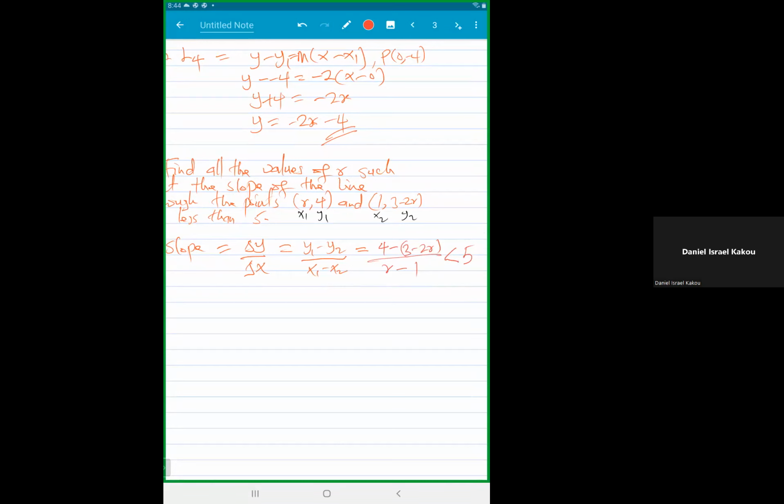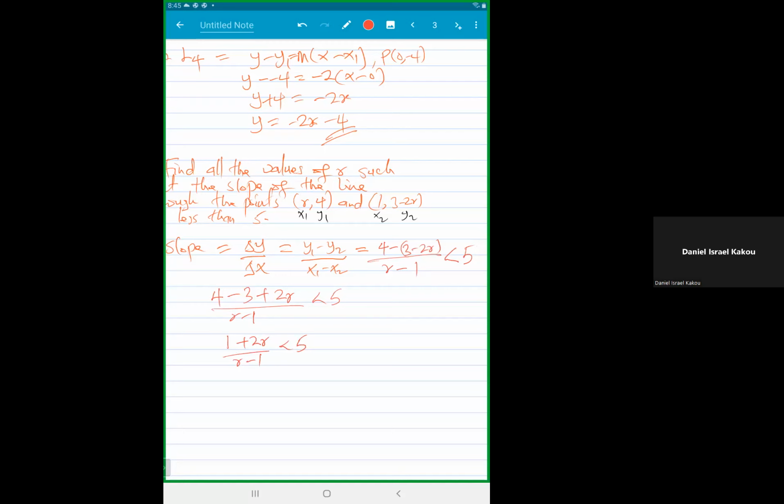Let me quickly rewrite it down here so that you see it well. So we have 4 minus, I'm expanding with the bracket this time, 4 minus 3 plus 2r all over r minus 1 is less than 5, is what we are trying to solve. Let me simplify the numerator. You have 1 plus 2r all over r minus 1 is less than 5. So it is as if we solve this inequality. That is probably what the question becomes now.